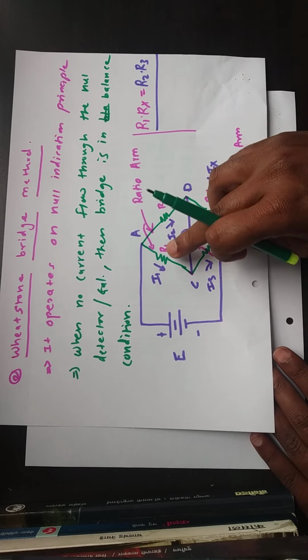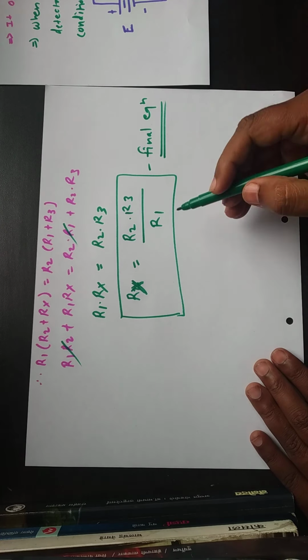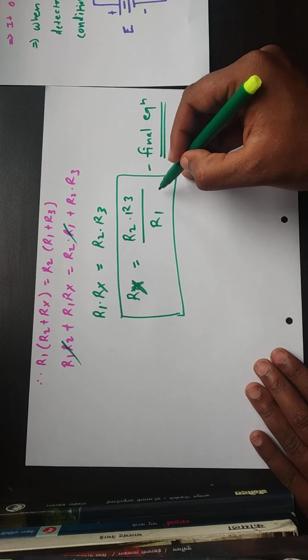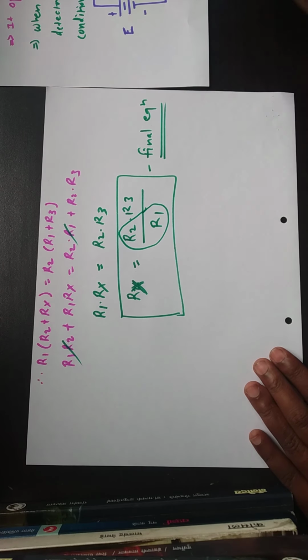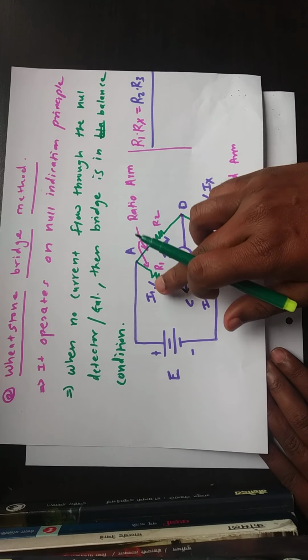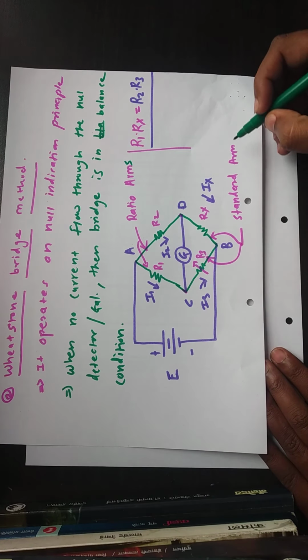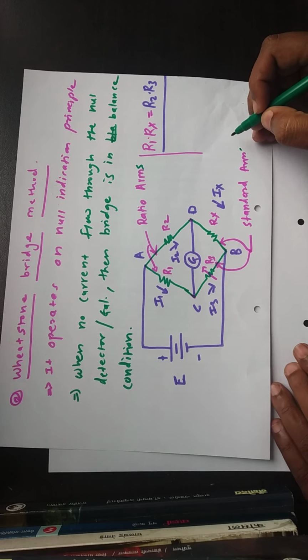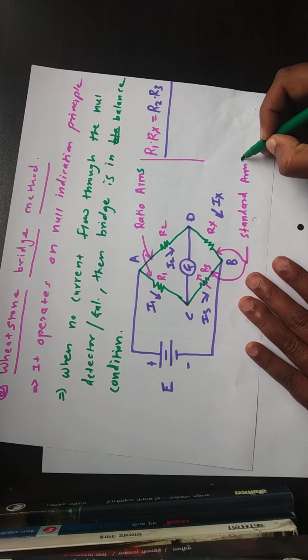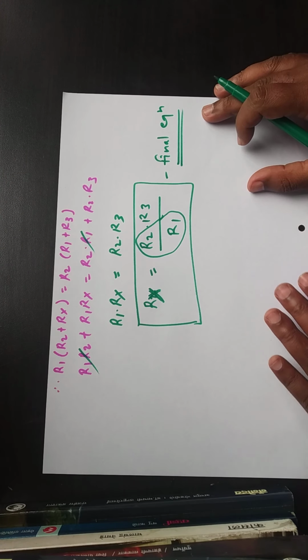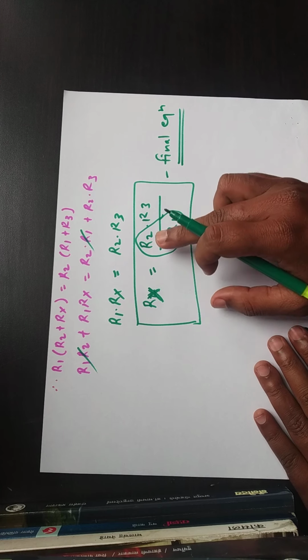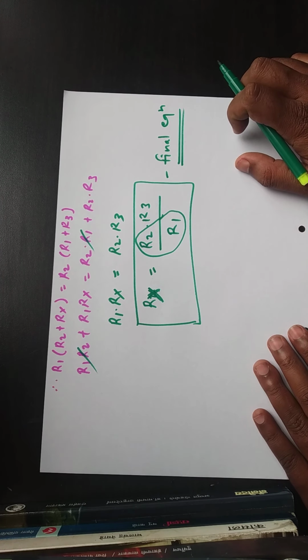Because R2 and R1, we can take their ratio, this is the ratio. That's why the R1 and R2 arms are called ratio arms, and the others are the standard arms. So our final equation is Rx is equal to R2 into R3 divided by R1, and this equation is used for the calculation of unknown medium resistance.